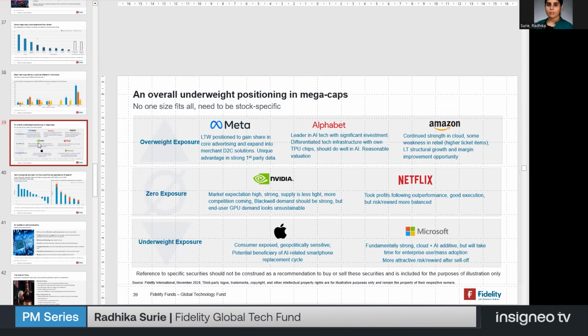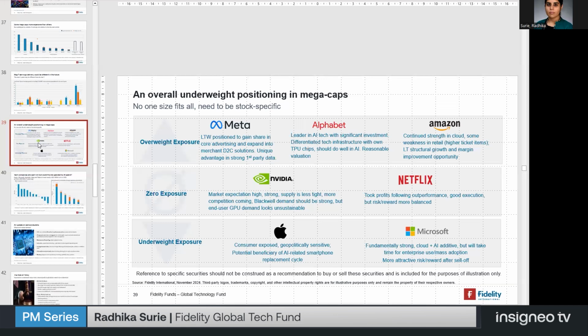And then we have underweight exposures to Apple, where clearly it's a large company. The innovation engine has slowed down. And there are businesses with a lot more upside in the overall universe, which we prefer to own. Microsoft is quite interesting because fundamentally it's a great business, and we are underweight largely because of valuations.